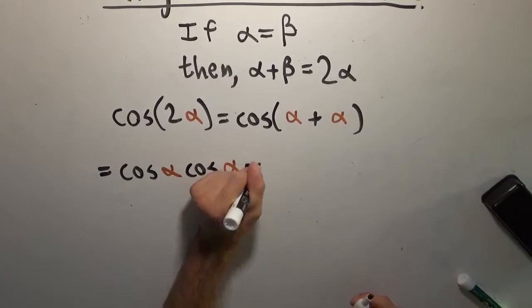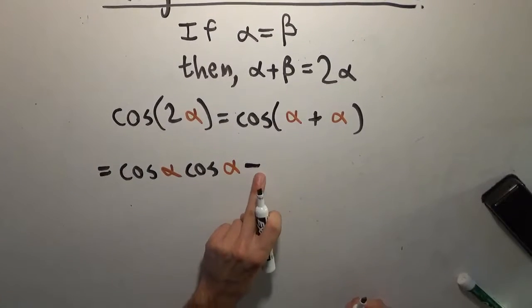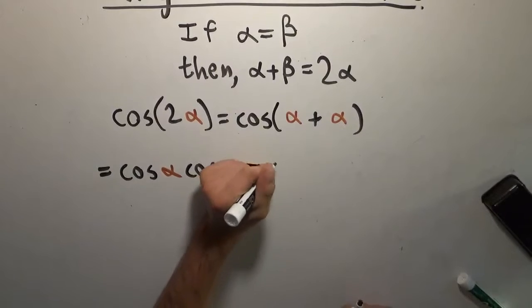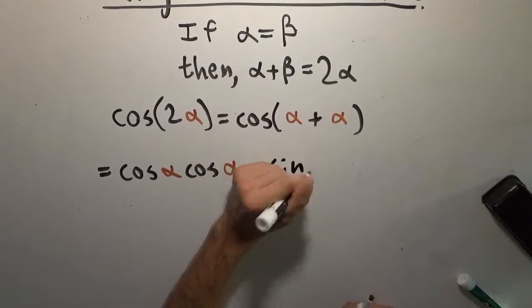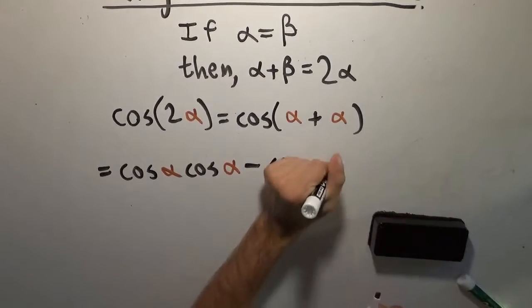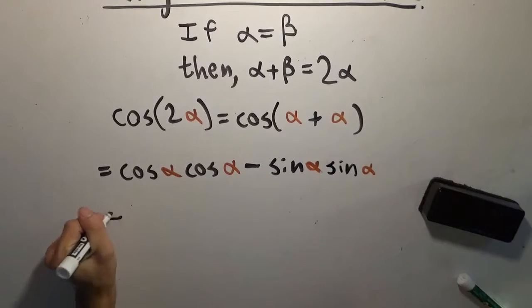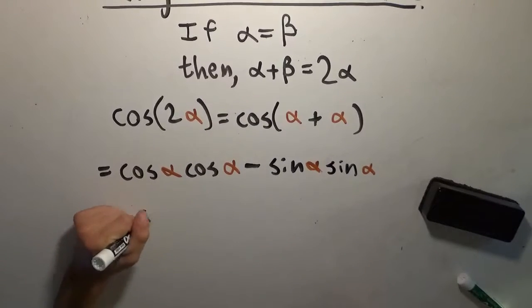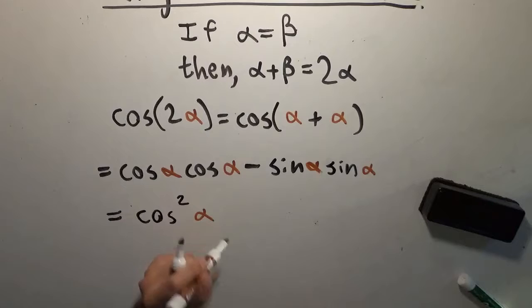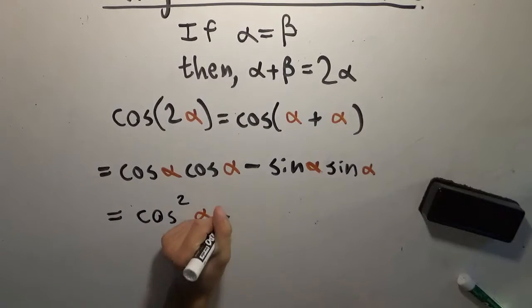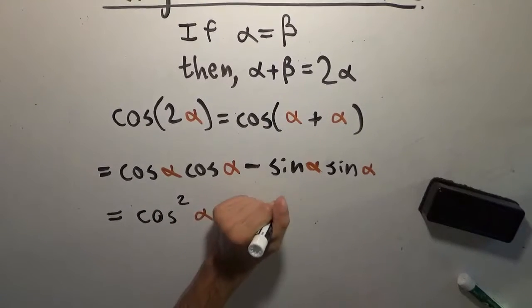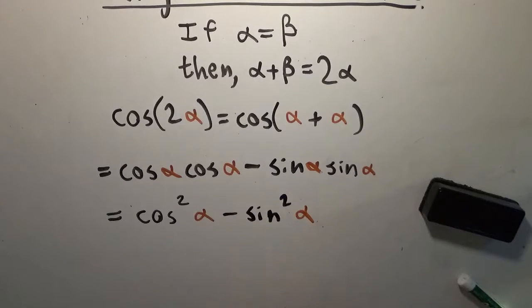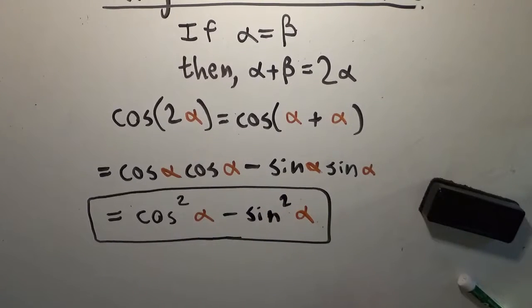And remember, when this is a plus, we subtract in the cosine angle sum formula. We did show that, and it's minus the sine of alpha times the sine of alpha, which means that our double angle formula for cosine is simply the cosine squared of alpha, because it's cosine of alpha times cosine of alpha, minus the sine squared of alpha. And this lovely little formula is the double angle formula for the cosine.